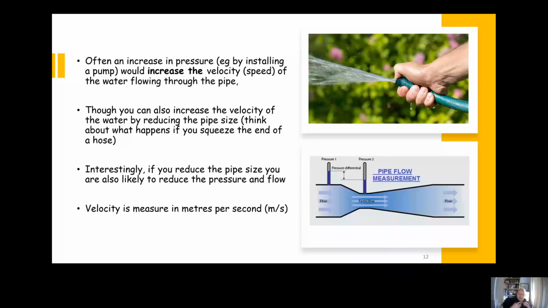You've not increased the flow rate, and actually you also decrease the pressure, interestingly. So you cover your finger half over the end of it, the water shoots out much more quickly, the velocity is increased, but the pressure and the flow are actually both decreased. And there's an interesting relationship between pressure, flow and pipe diameter. So if you reduce the pipe size, you reduce the pressure, you reduce the flow, but you would increase the velocity. Velocity is normally measured in meters per second, and acceleration is measured in meters per second squared.